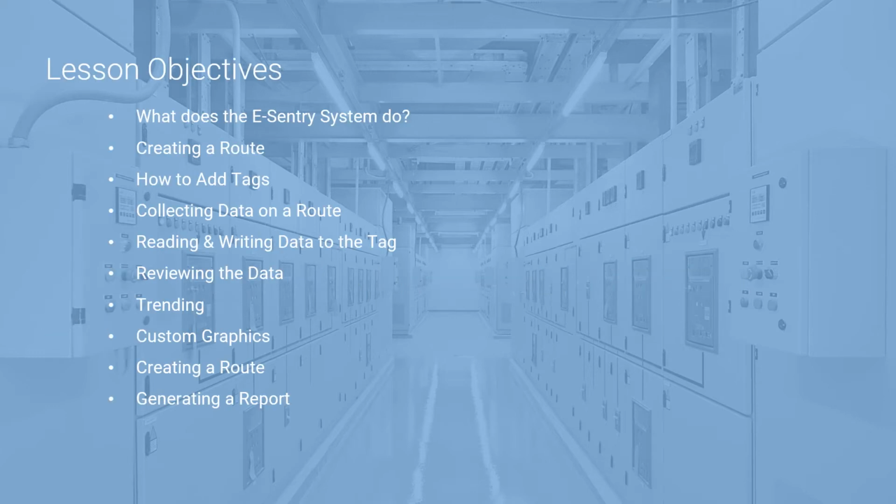Modular objectives. So what does the E Sentry system do? How do we create a route? How do we add tags? How do we collect data on a route? Reading and writing data to the tag, reviewing the data, how we carry out trending, custom graphics, creating a route and generating a report.